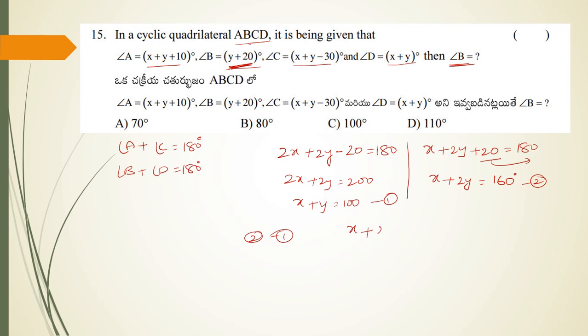So what is equation 2? x plus 2y is equal to 160, x plus y is equal to 100. So when I do subtraction, x minus x gets cancelled, so 2y minus y is equal to 60. So y is equal to 60, so angle B is equal to 60 plus 20, it is 80 degrees.